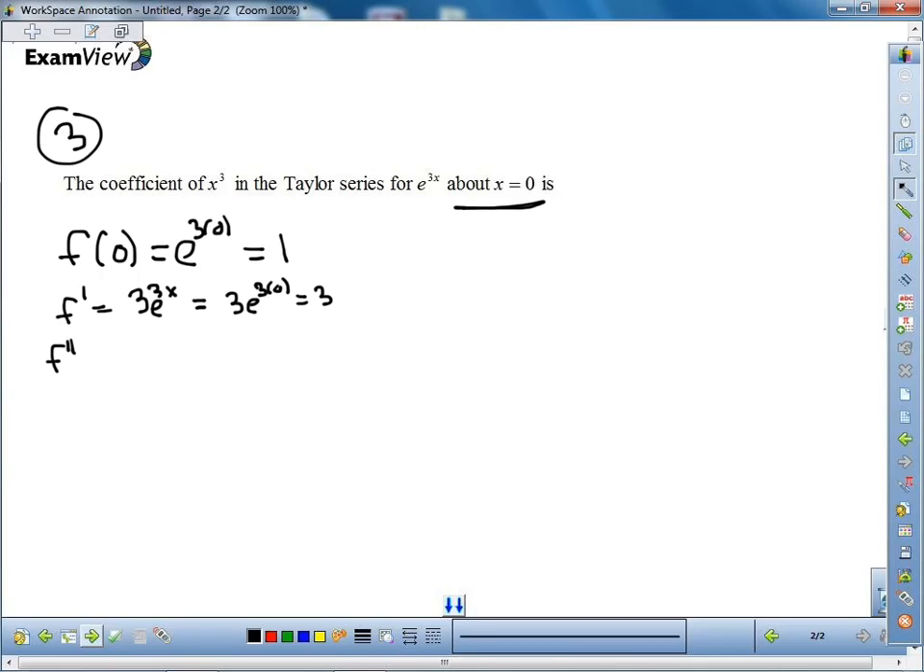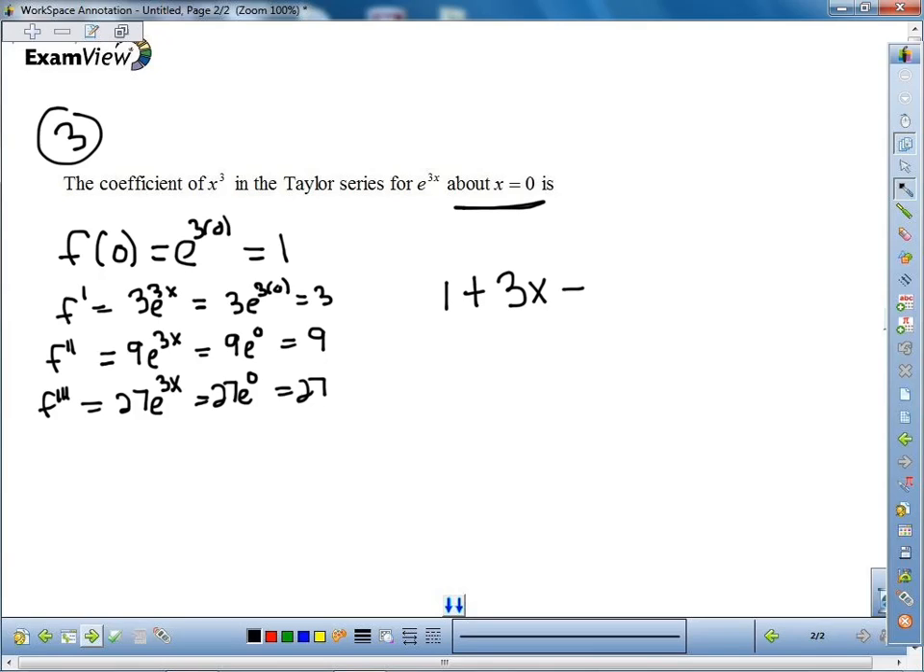We take the second derivative. That's going to be 9e to the 3x, and when x is 0, it's going to be 9. The third derivative is going to be 27e to the 3x, and when x is 0, it's 27. So my series is going to be 1 plus 3x plus 9x squared over 2 factorial plus 27x cubed over 3 factorial.